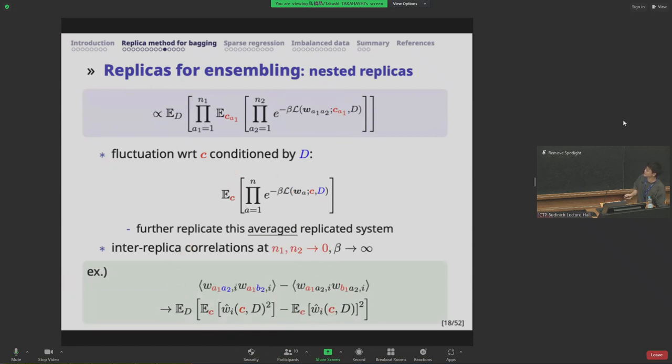This is an example. In the first term, only the replica indices inside of the replicas are changed. A1 and these two red colored replica indices are the same, but the next blue colored replica indices are different. This is the second moment of the estimator averaged over C and D. In the second term, we change the first replica indices, A1 and B1, and then we obtain the second moment of the averaged estimator. So we can obtain the variance of the estimator.